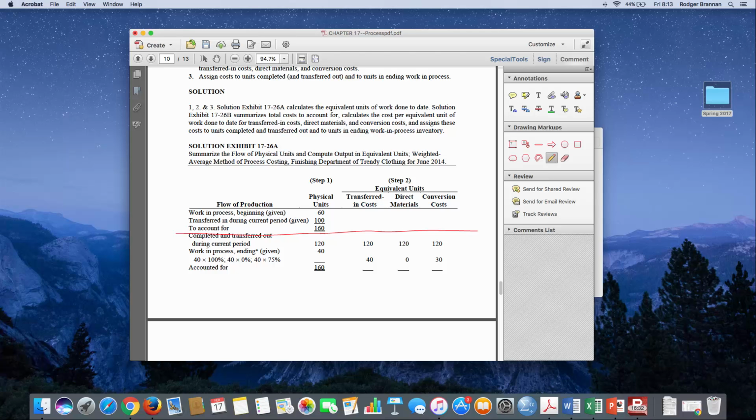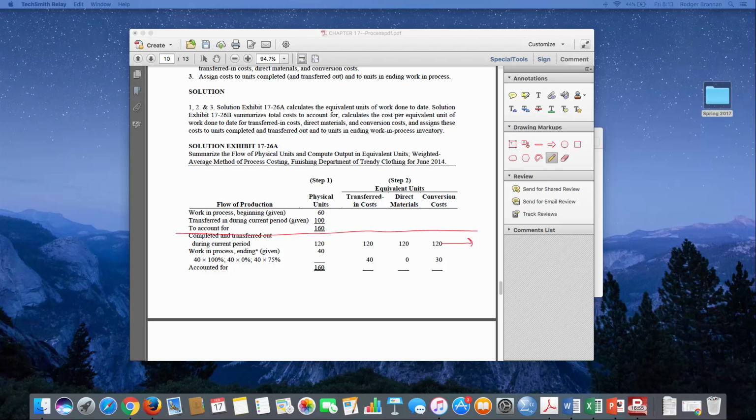In this case, they say 120 units were transferred out. Well, fine. They're done. I worked on them. The work was 120 units for transferred in cost, direct materials, and conversion. So across the board for all 3 elements, I've done all the work that I need to do on them to finish them.